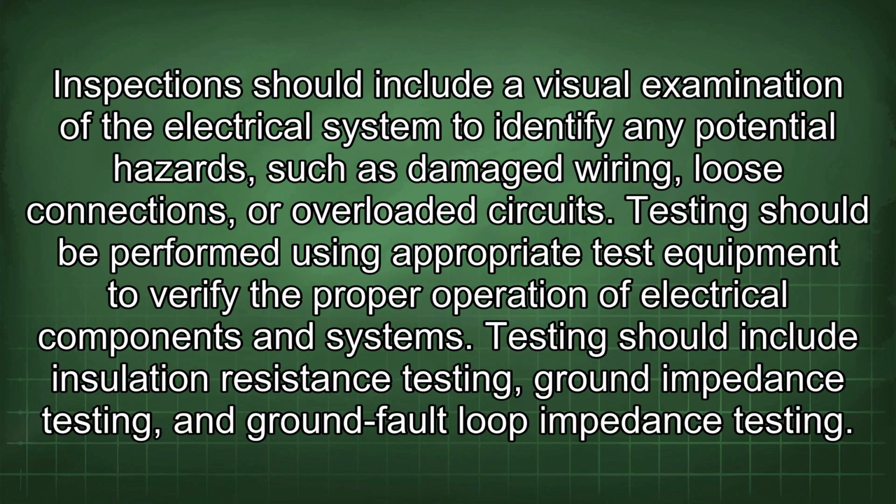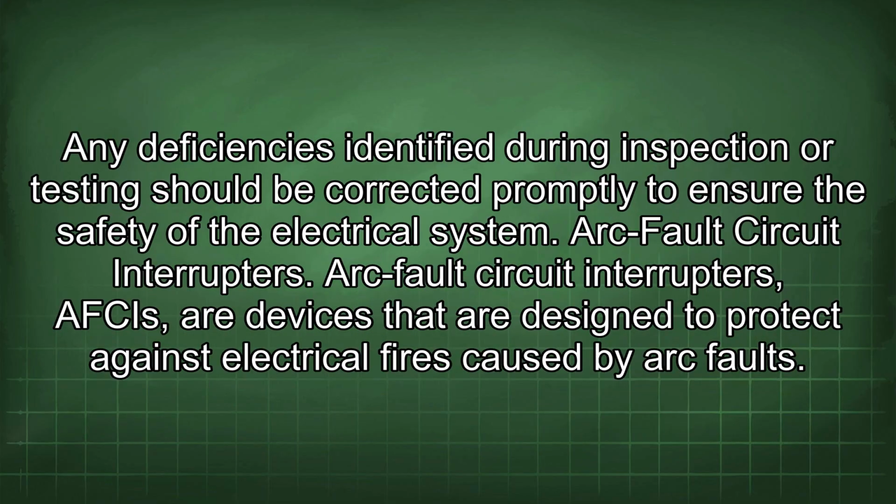Inspections should include a visual examination of the electrical system to identify any potential hazards, such as damaged wiring, loose connections, or overloaded circuits. Testing should be performed using appropriate test equipment to verify the proper operation of electrical components and systems. Testing should include insulation resistance testing, ground impedance testing, and ground fault loop impedance testing. Any deficiencies identified during inspection or testing should be corrected promptly to ensure the safety of the electrical system.